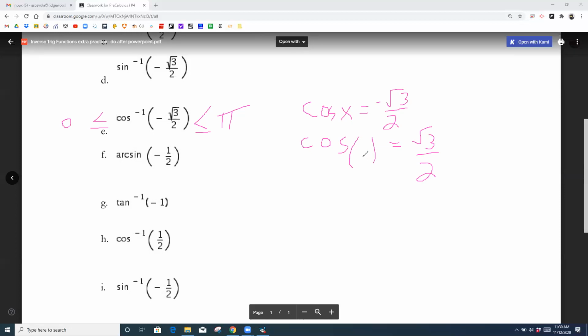All right, that'd be 30 degrees. So the cosine of 30 is equal to root 3 over 2, which means our answer has to have a reference angle of 30 and it has to be in quadrant 2. So if we draw a 30-degree angle in quadrant 2, that's going to end up being 150 degrees.